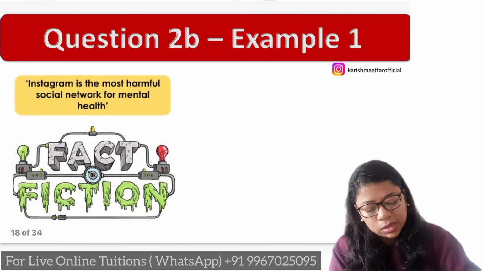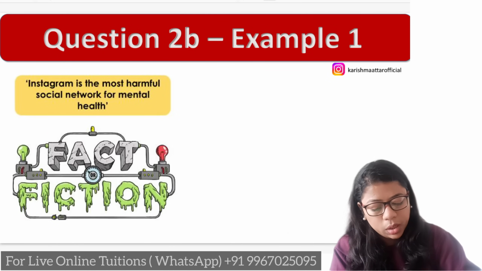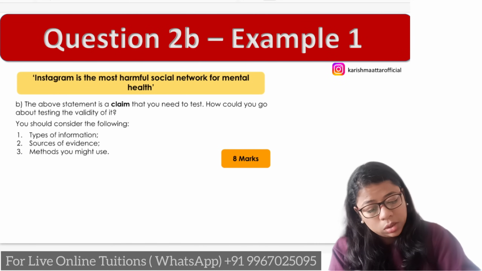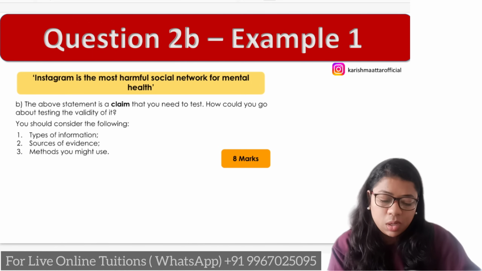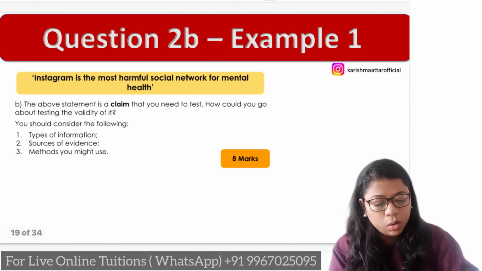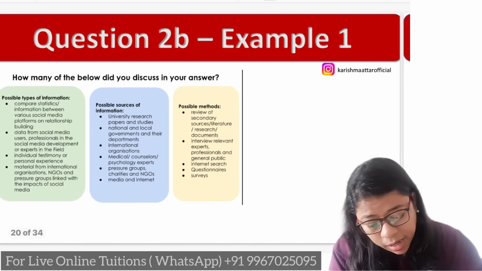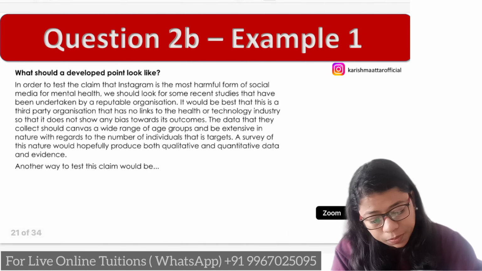Now the next thing is question number 2b. Again, the example over here: Instagram is the most harmful social network for mental health. There is an image shown over here, and then a question. Okay, so I would again pause here, look at the question, try answering it on your own, and then we can further look into it. Now let's move on to the next part.